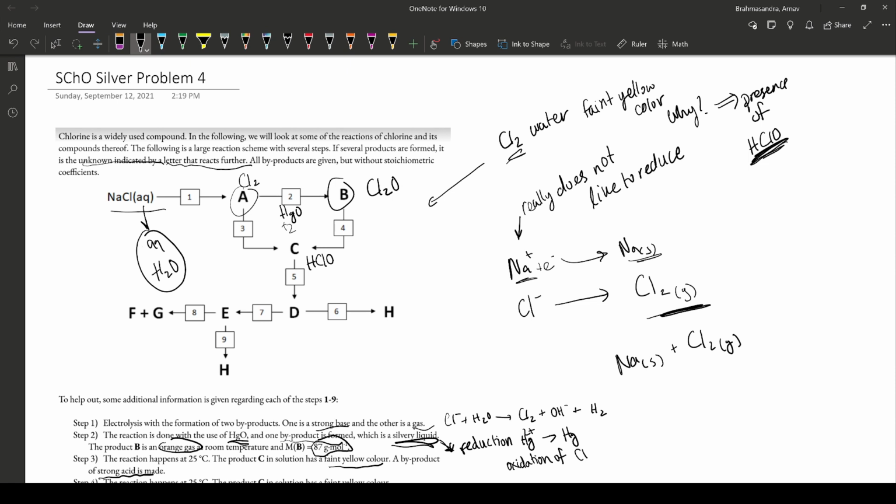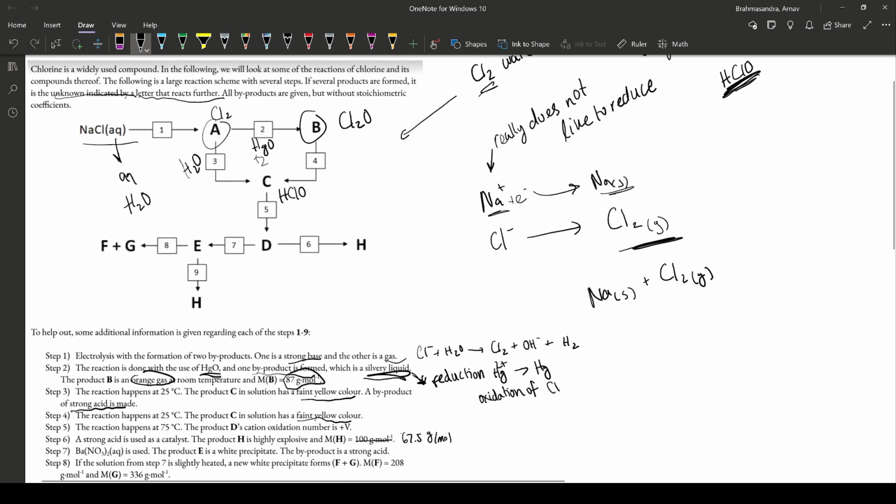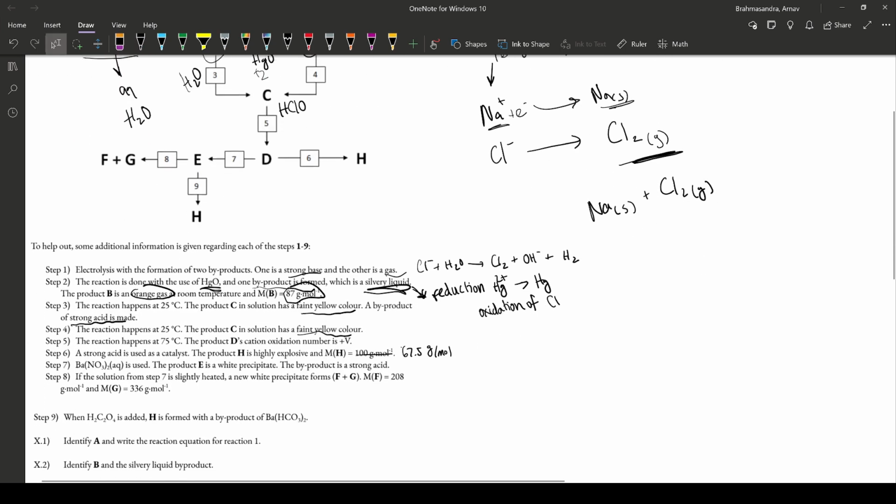This was all in an aqueous solution. Let's remember that, right? This is all in water. And what we can have present is water. We can have water reacting with the chlorine. So let's see how chlorine and water can react to form a strong acid and something else.